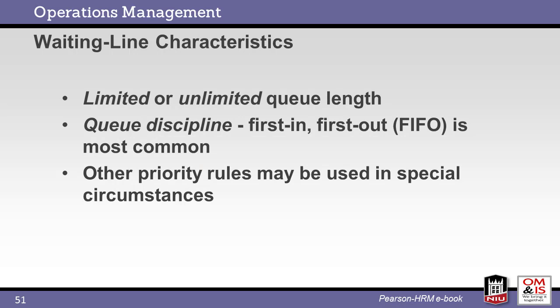Waiting line characteristics include the length, discipline, and other priority rules. For queue discipline, first in, first out, or FIFO, is the most common. FIFO means that the first person in line gets served first. Few people like it when someone who arrives after them gets served ahead of them.